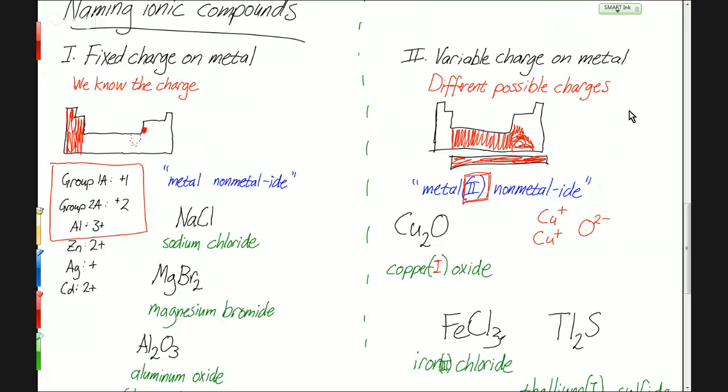Sound good? All right. We're going to put this all together at the end of class today once we've gone through all the different categories. And I'm not going to tell you what category something is in, and you'll have to categorize it and then name it. And that's really the goal of all of this.